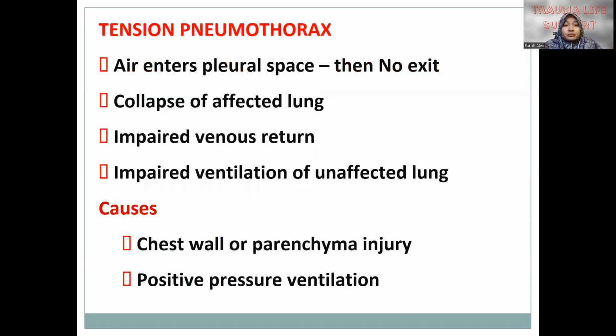Okay, right. So tension pneumothorax, it's when the air goes into the pleural space and then cannot get out. Alright, causing the affected lung to collapse. Okay, and then causing the venous return to be impaired. Alright, after that the ventilation is poor. Yeah. So what causes it? Any chest wall or parenchymal injury. Sometimes when we bag too hard it can also happen.